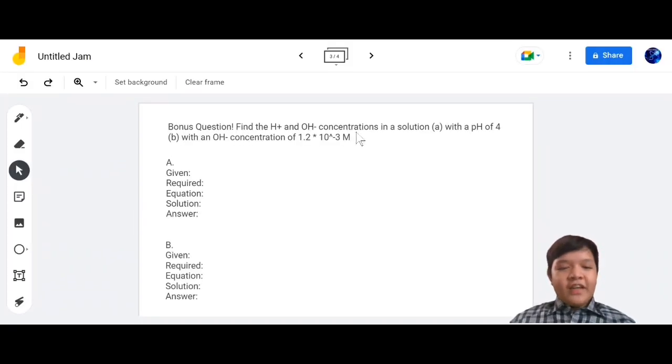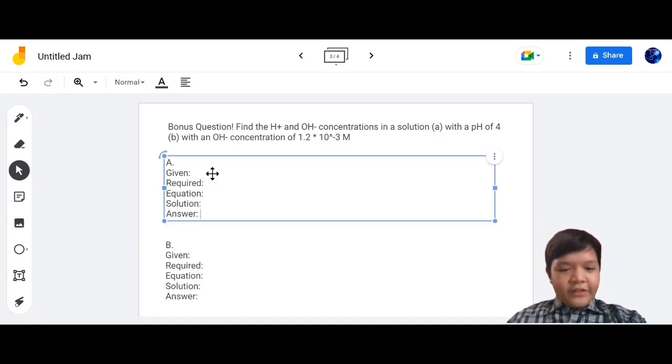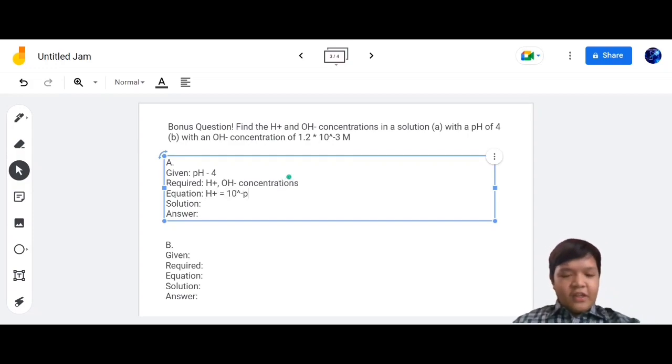Bonus question, find the hydroxide and hydrogen concentrations in a solution with a pH of 4 and with an OH concentration of 1.2 times 10 to the power of negative 3. For A, we are given the pH of 4, and we are required to get the hydrogen and hydroxide concentrations. The equation for H plus is that it is equal to 10 to the power of negative pH, while OH is equal to 1 times 10 to the power of negative 14 divided by the hydrogen concentration.